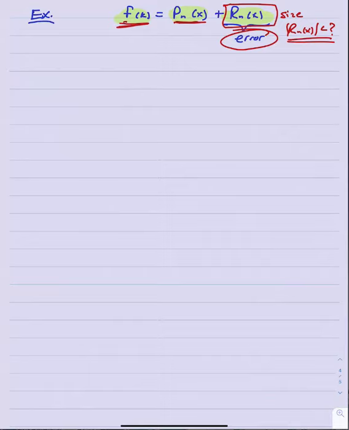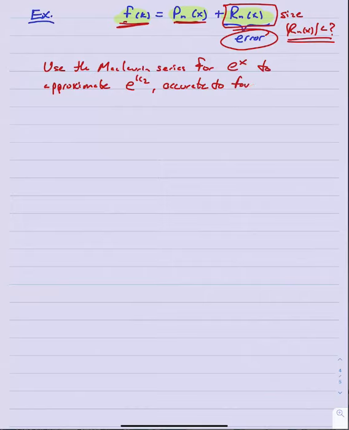So let's look at this example. Use the Maclaurin series for e to the x to approximate e to the 1/2 accurate to 4 decimal places. For starters, if we're going to approximate something accurately to 4 decimal places, it means we want the error to be no greater than 0.00005. So there's a concrete number or maximum error that we're trying not to exceed to make sure we're accurate to 4 decimal places.